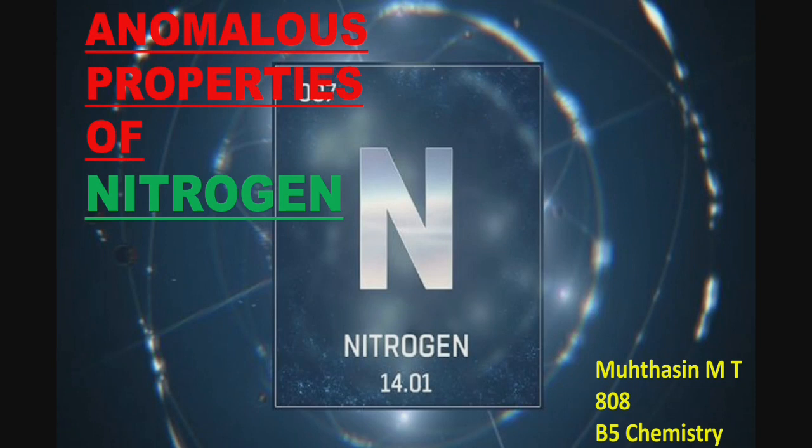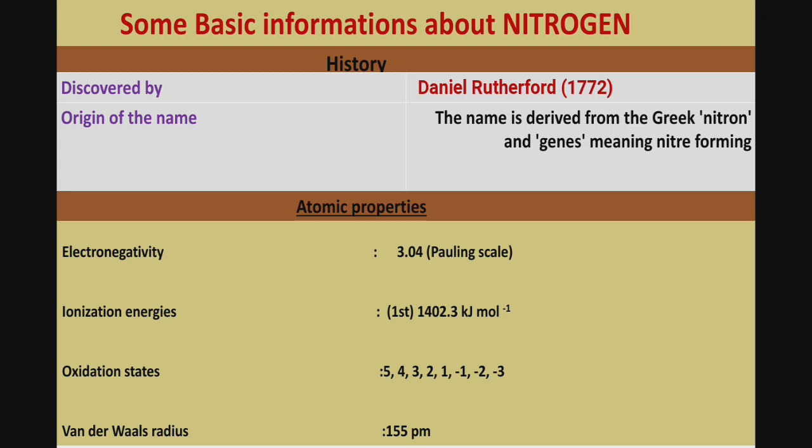Today we are going to discuss the anomalous properties of nitrogen. Firstly, some basic information about nitrogen. It was discovered by Daniel Rutherford in 1772. The name is derived from the Greek nitron and genes, meaning nitre-forming.